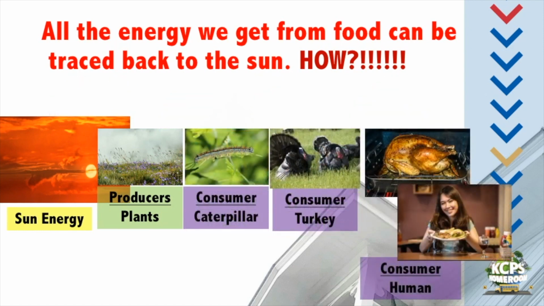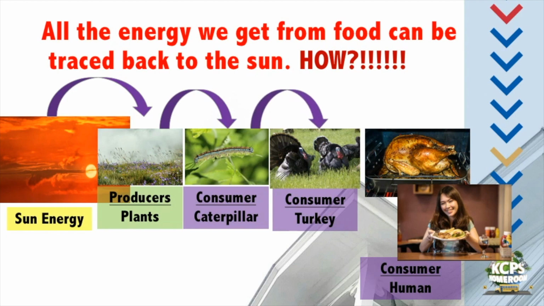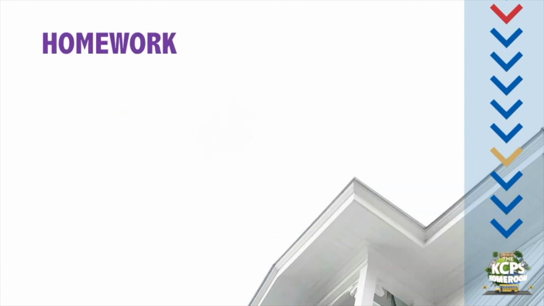Let's go ahead and look at an example we can relate to. Plants or grass get energy from the sun. The grass gets eaten by a consumer, the caterpillar, and the caterpillar gets eaten by a turkey. And guess what? We eat turkey, so we are consumers as well.